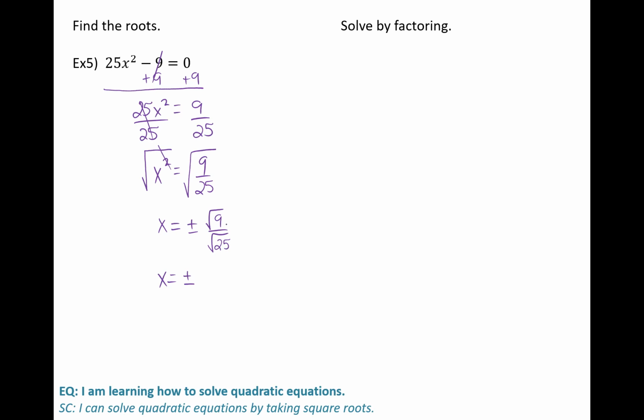Square root of 9, we know what that is. That's 3. And square root 25, we know what that is. That's 5. So we end up with x equals plus or minus 3 over 5. So we have positive 3 over 5 and negative 3 over 5.